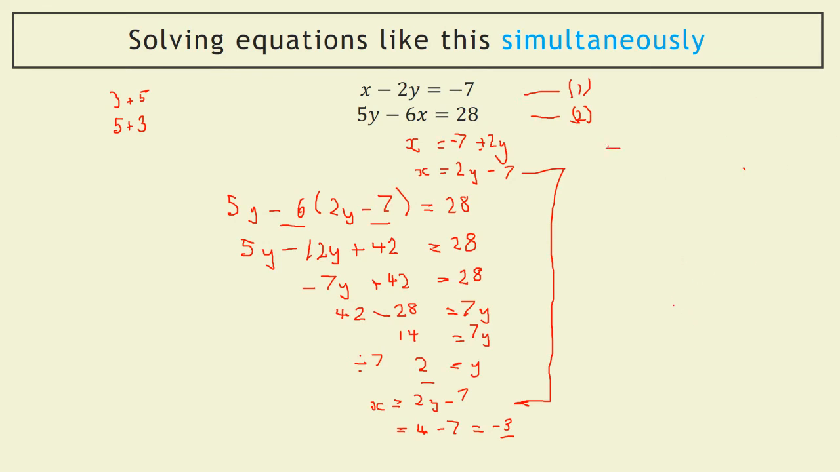So we've got 5y minus 6x in the second equation. 5 lots of y is 10. Minus 6 lots of x. Minus 6 times minus 3 is 18. 28. Done. Okay.